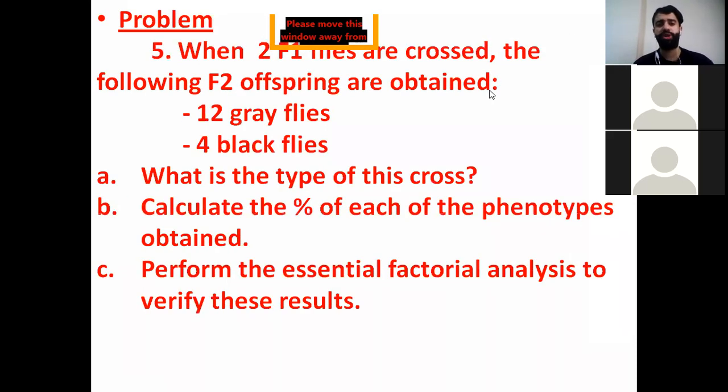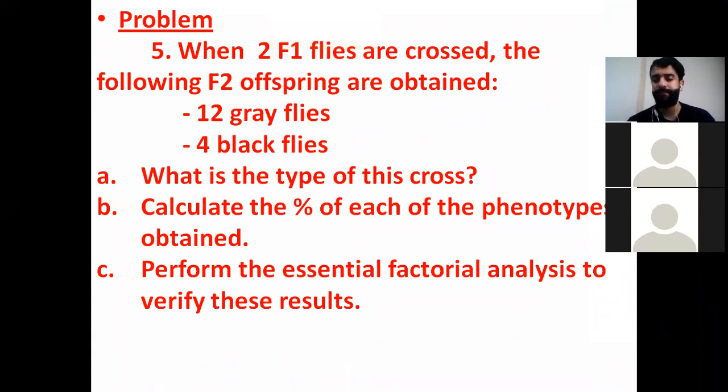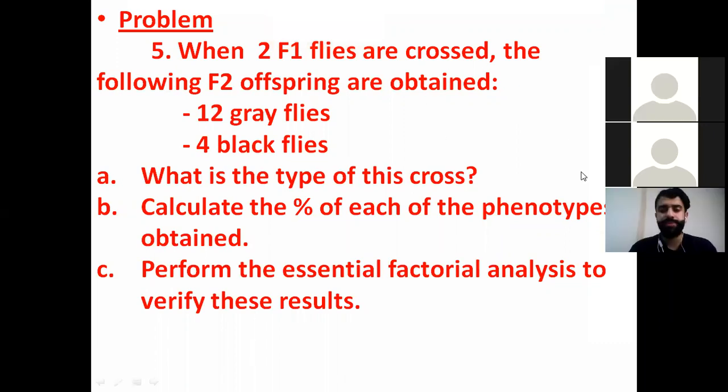Let's move now to part 5. Two F1 flies are crossed, and the following F2 offspring are obtained: 12 gray, 4 black. So we crossed two F1. Abbas, when we cross F1 with F1, what do we call this cross?